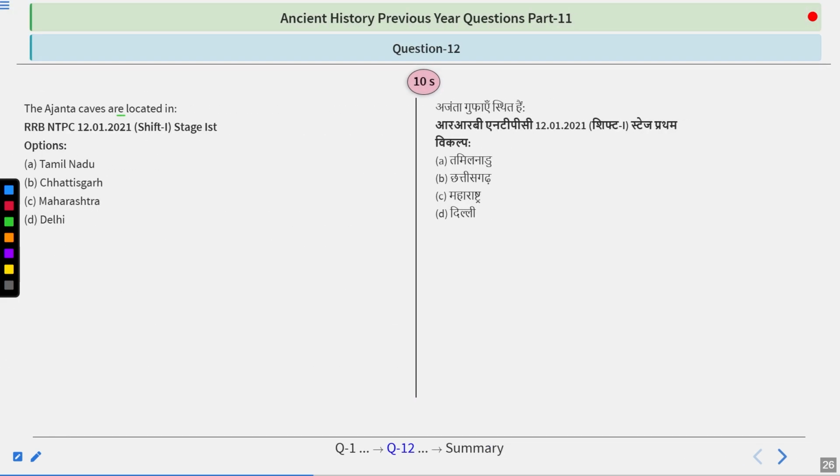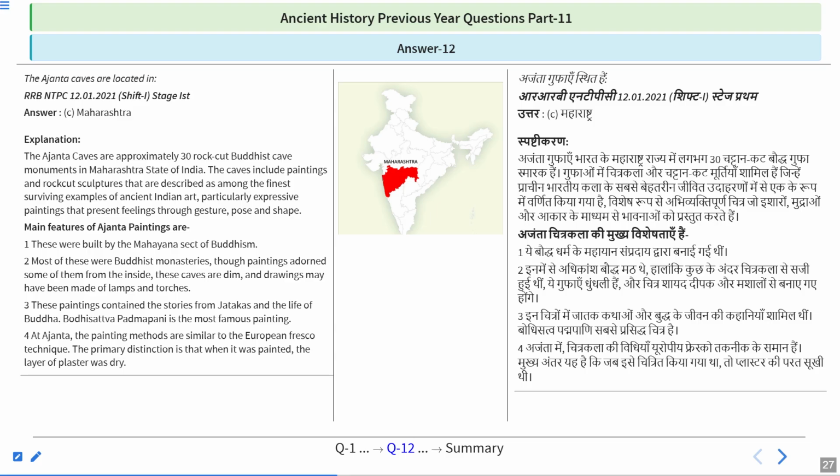Another question: the Ajanta caves are located in. Very simple question, try to answer. I hope you got this one right. So the answer is very simple. The answer is Maharashtra.